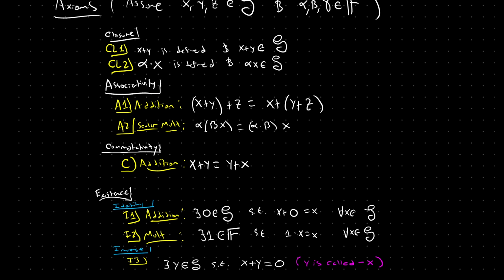We need some element in our field, which we typically call the multiplicative identity, typically noted as 1, such that if we do the scalar multiplication of any vector x in our vector space S with this 1, we recapture the original vector itself, x.